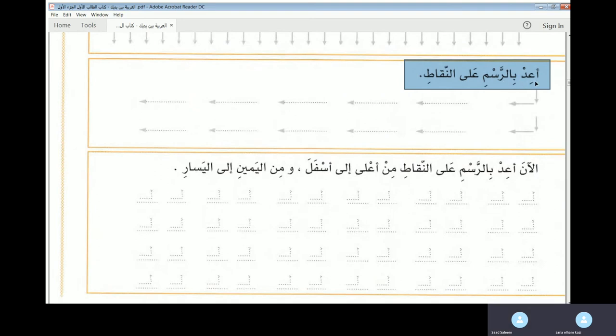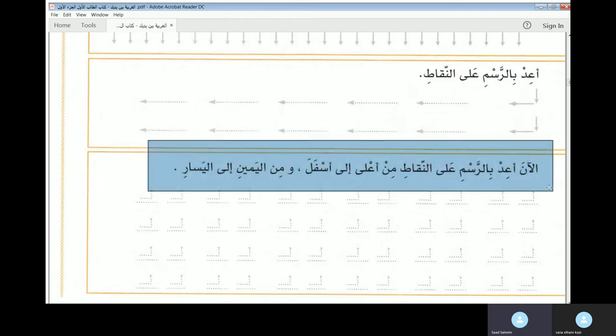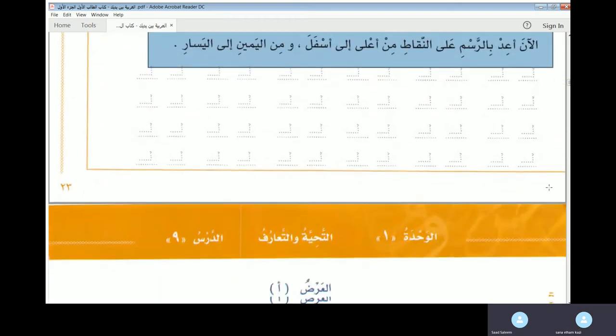Aid bir rasmi alan nukati. Aid means prepare or practice. Practice by writing on the dots. That's why he wants you to move your pen on these dots to improve your writing. Then he has joined these two lines.